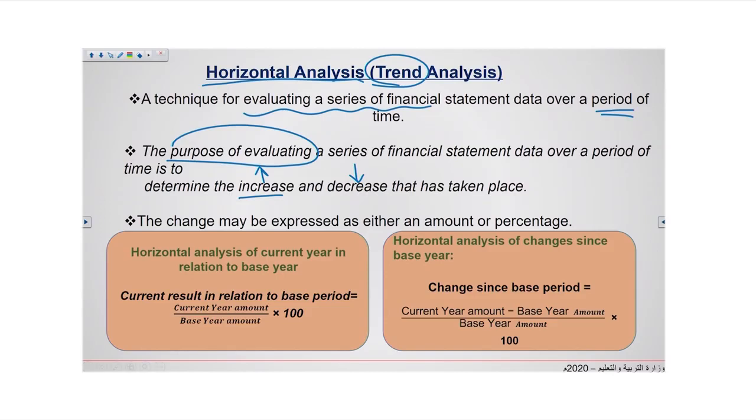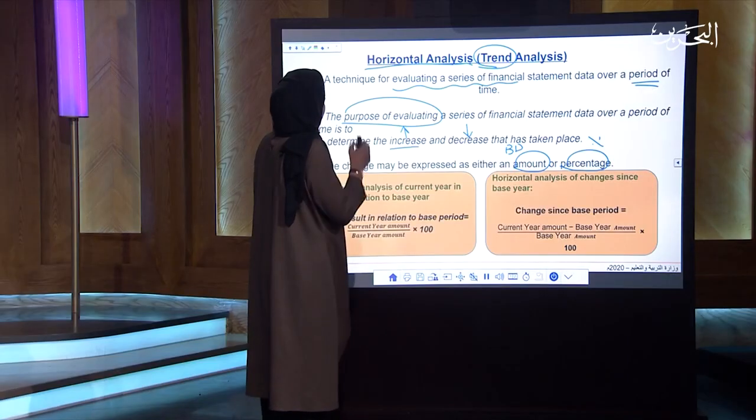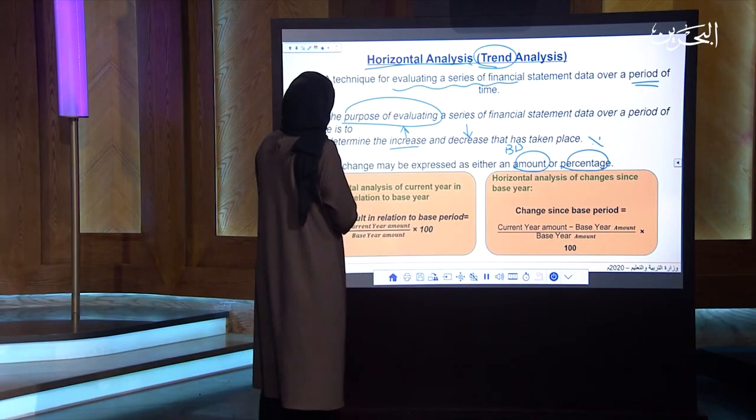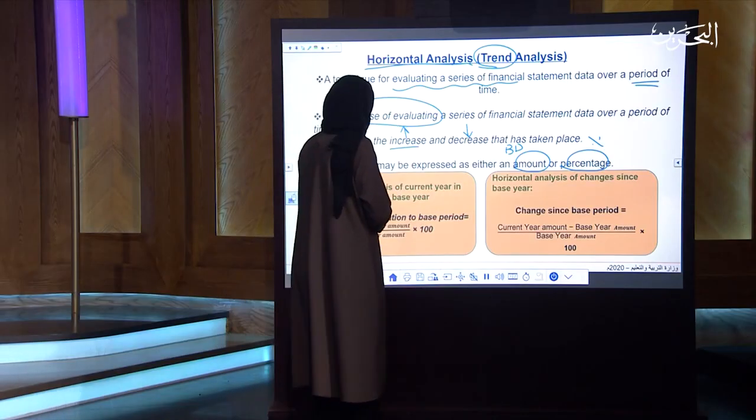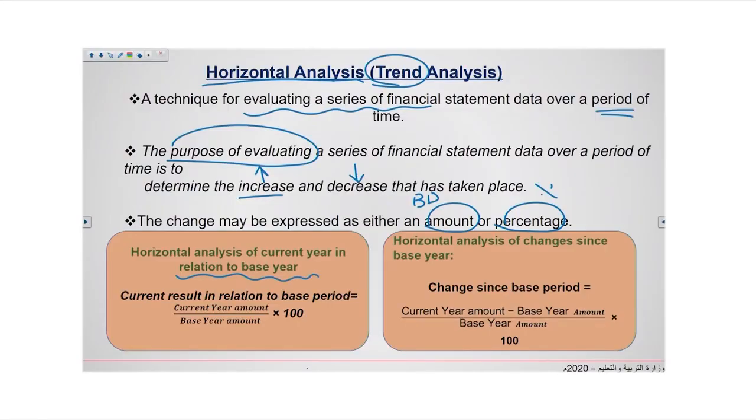Okay, the change may be expressed as either an amount or percentage. Amount means birr, percentage means it's a percent. We have two formulas for horizontal analysis. First, we will explain properly the horizontal analysis of current year in relation to base year. They have to tell us the relation. So, what is the formula? Current year amount over base year amount.